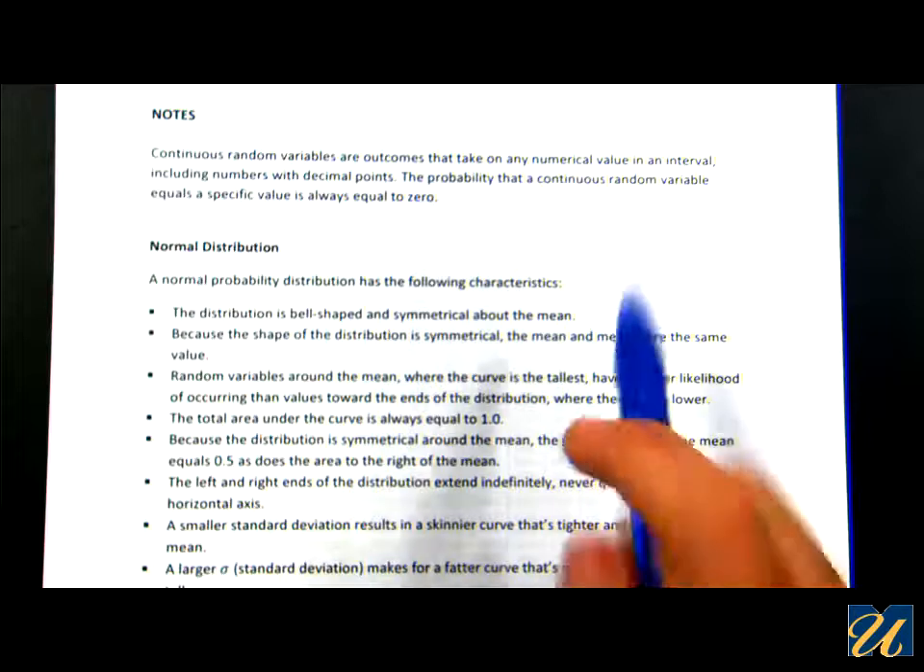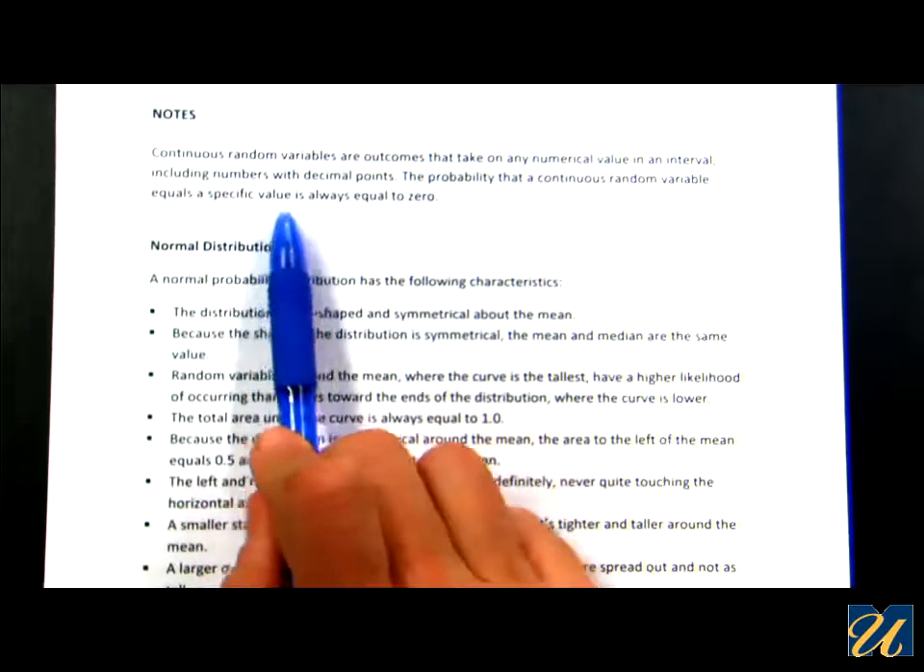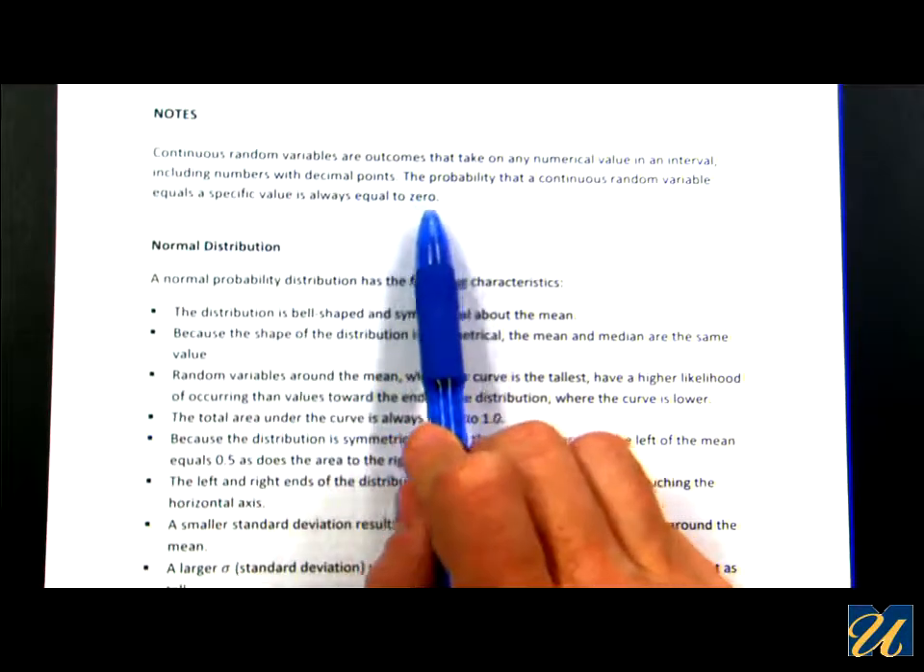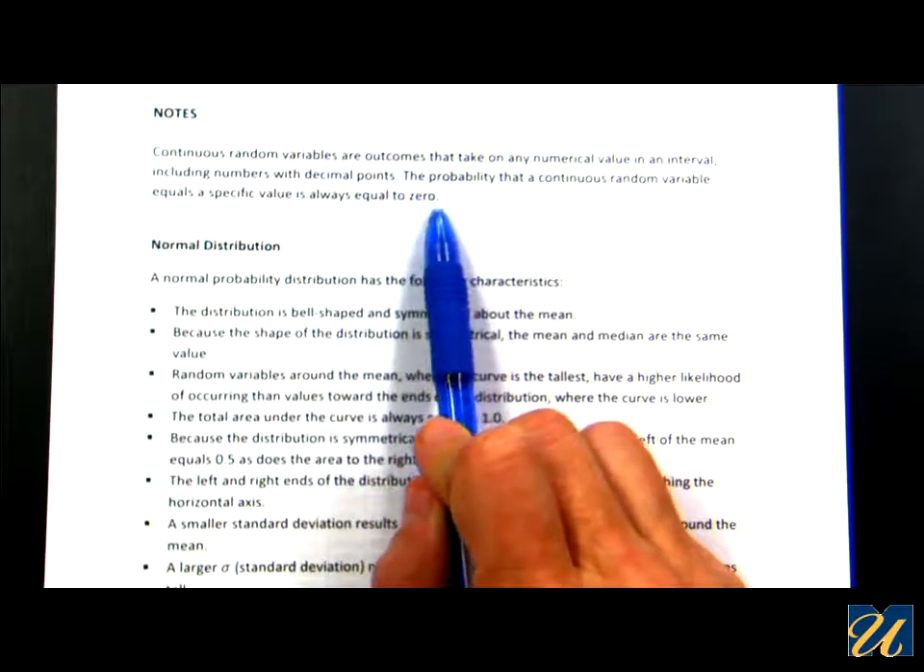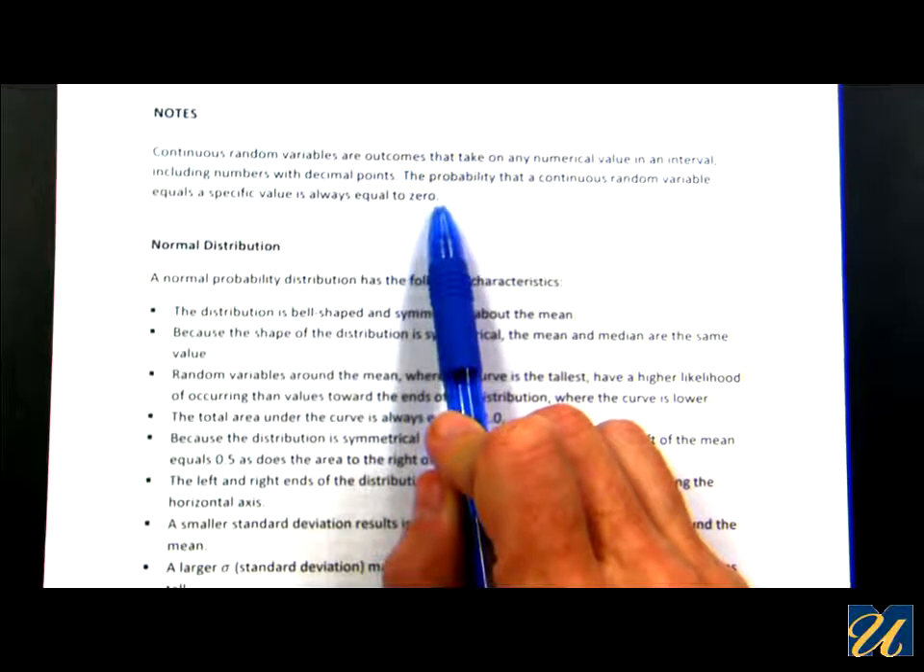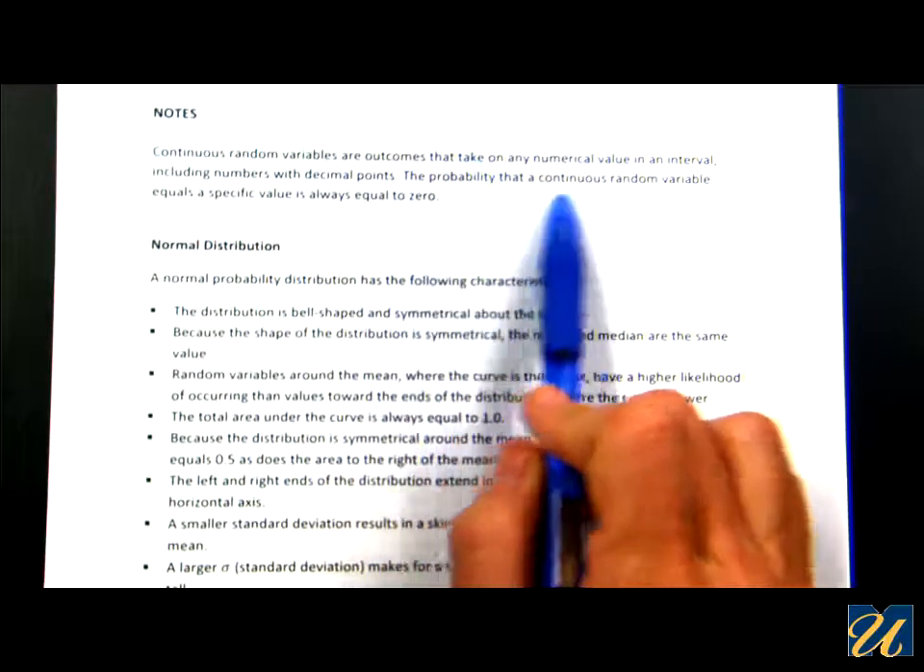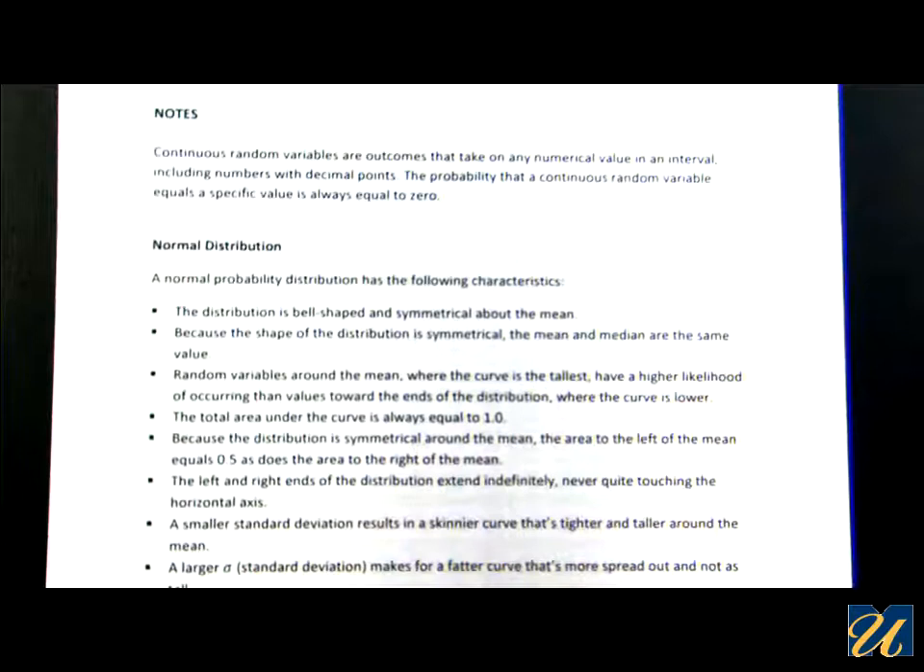The probability that a continuous random variable equals a specific value is always equal to 0. It is equal to 0 because basically the probability of x being equal to a specific value will be 1 over infinity, which is really, really close to 0.